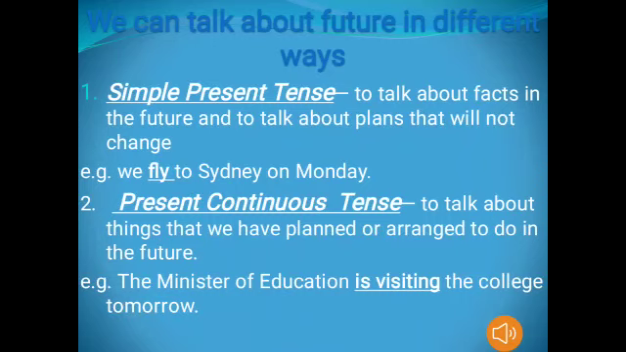Number 2. Present continuous tense. To talk about things that we have planned or arranged to do in the future. Example, the Minister of Education is visiting the college tomorrow. Is visiting, that is planned, that is arranged to do in future. So we can use present continuous tense here.